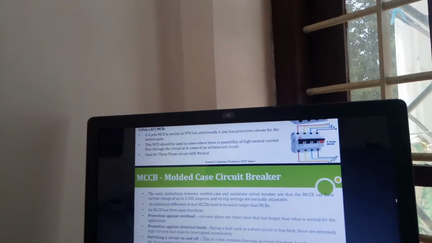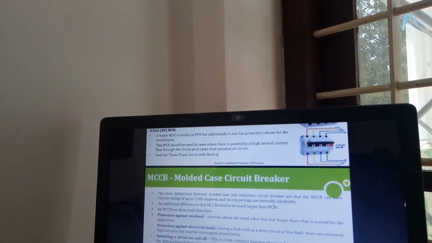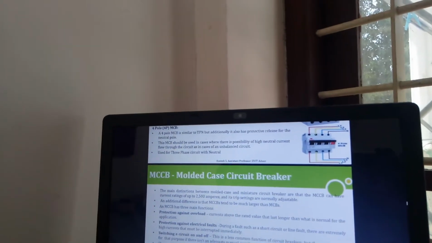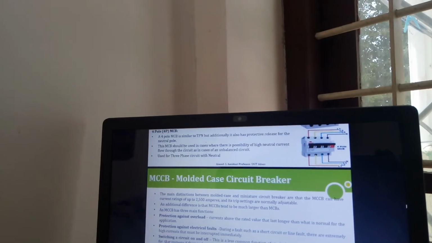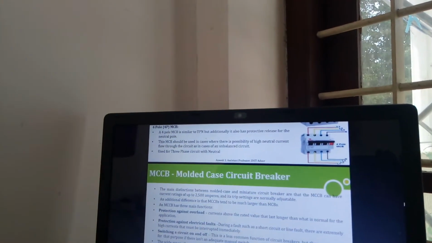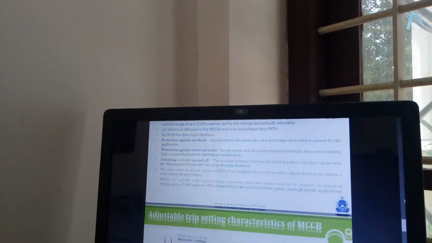A wide range of current ratings is available. Usually its lower value is 15 amps and it is available up to 2500 amps. It is commonly used for industrial purposes. It is used for both low power as well as high power applications.